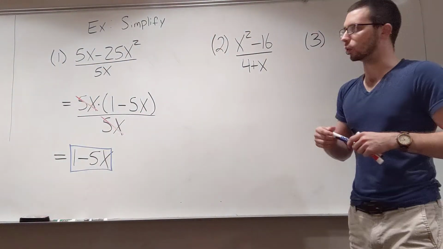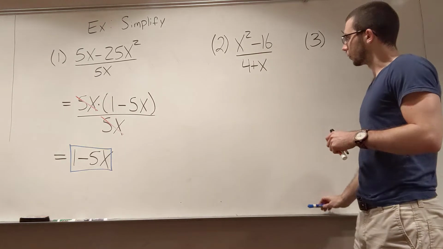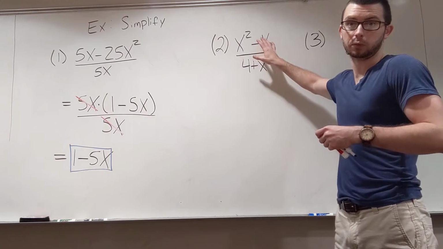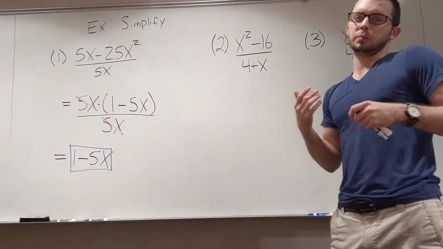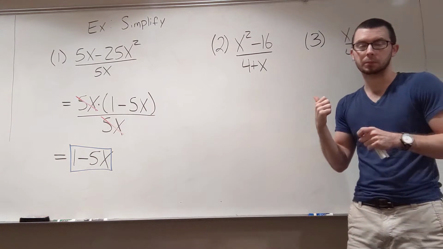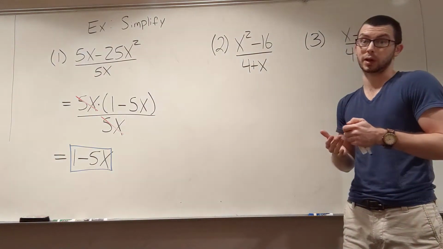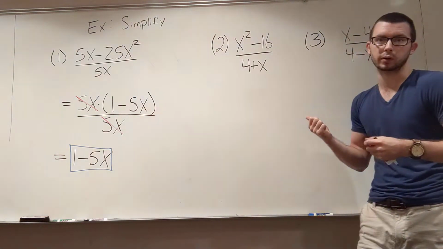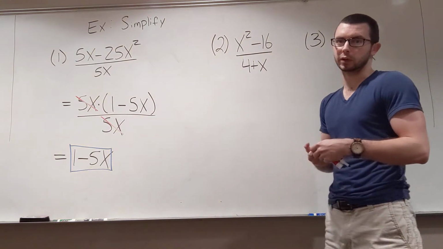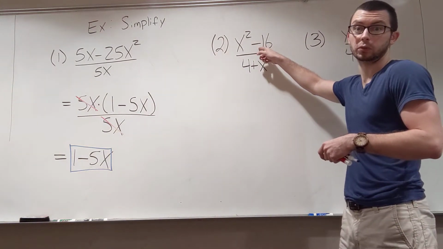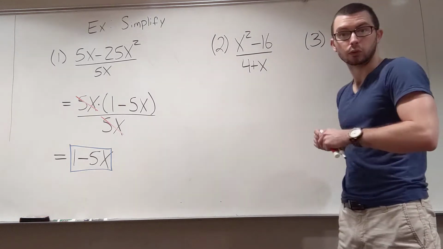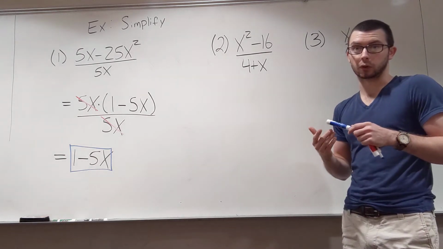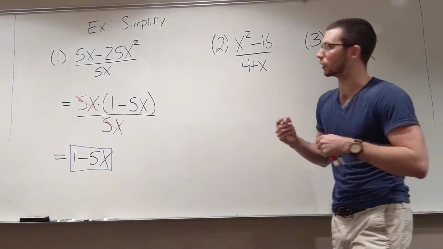So now we move on to problem 2. You might notice that we still can't cross out anything in its current form. But this problem's different in the sense that the numerator doesn't have any like terms that we can factor out. However, there is something interesting going on with the numerator: it's a difference of two squares. So we can go ahead and break it down even though there's not any like terms in the numerator or the denominator.